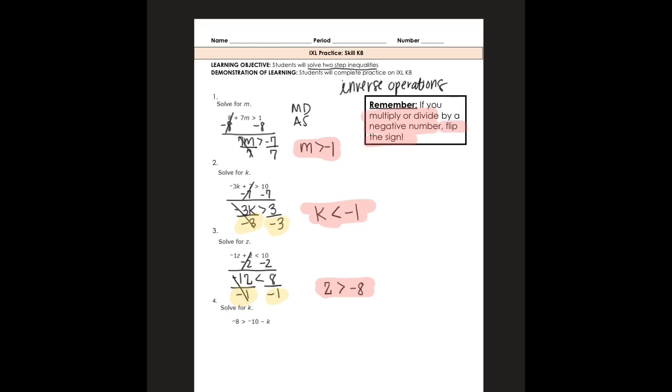Number 4 says solve for k. The first thing I want to do is move the number negative 10. So this says negative 8 is greater than negative 10 subtract k. So this negative 10 needs to move over with the negative 8. The opposite of negative 10 is positive 10. And those cancel out on the right side. Negative 8 plus 10 is positive 2, is greater than negative k.